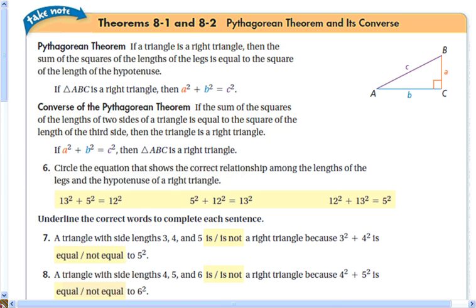So if we have side lengths 5, 12, and 13, the hypotenuse is always the longest side, so that would be your hypotenuse, and these two would be legs. So we need a relationship like this for it to be a right triangle.